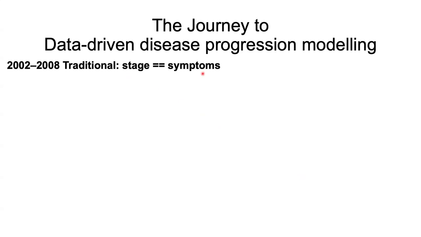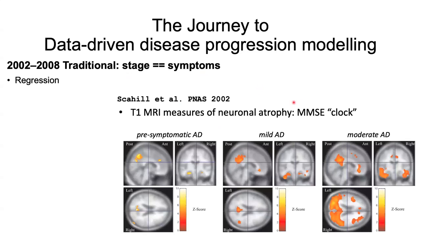That's a little bit of a story, but unlike if you've ever done quantum physics in undergraduate like I did in another life, the historical flow, the timeline, actually makes logical sense as well. So in the early 2000s, nearly a quarter of a century ago, traditional models equated disease stage with symptoms. So you use some kind of a clock.